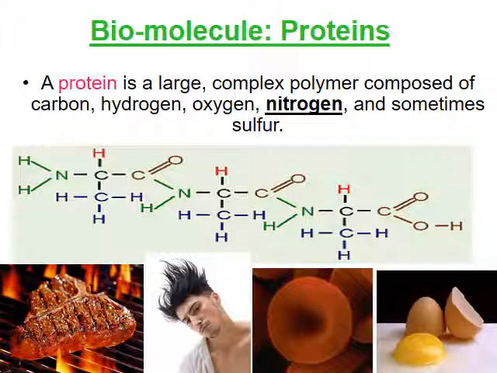Let's identify the elements in this molecule and ensure this is a protein. All right, notice how we have hydrogens here. I have oxygen here. Carbons, we have our C, H, and O. Can you find a nitrogen? Yeah, we have a couple of them. Here's a nitrogen here and a nitrogen here, so this is definitely a protein.